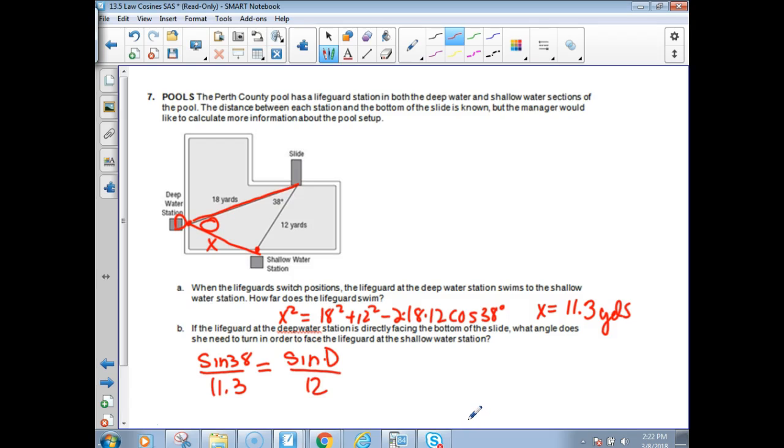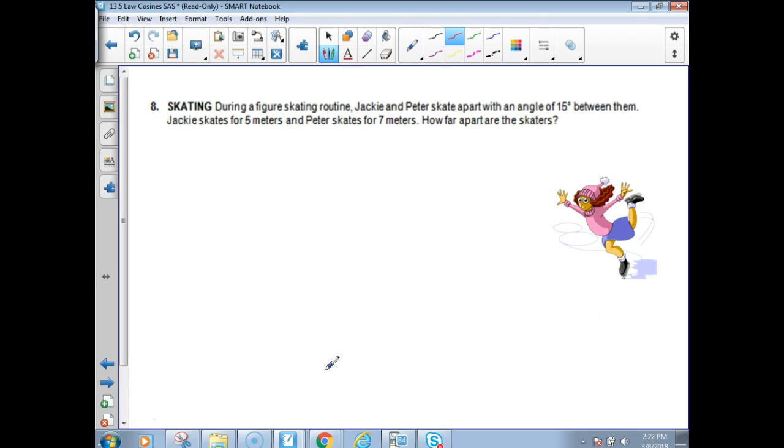Cross multiply and divide, and you should end up with 40.8 degrees after you take the inverse sine. All right, am I okay? If anybody needs me to type it in, I will, so you can see what I'm typing. I'll be doing 12 sine 38, close that parentheses, divide by 11.3. All right, one more application.